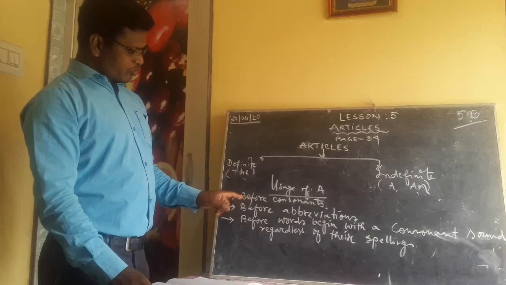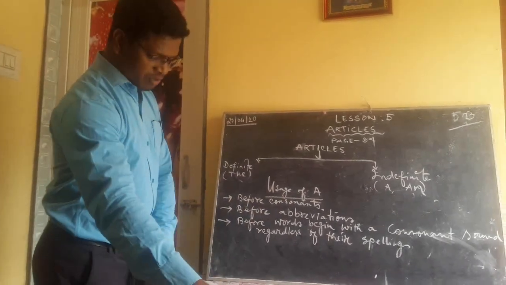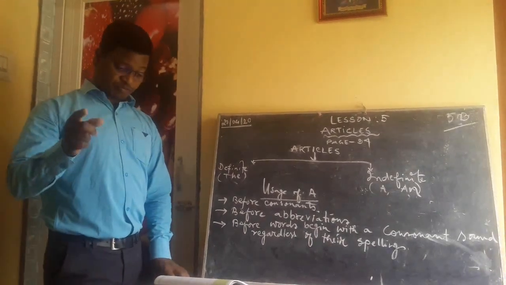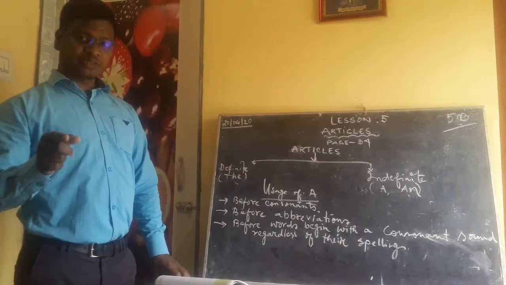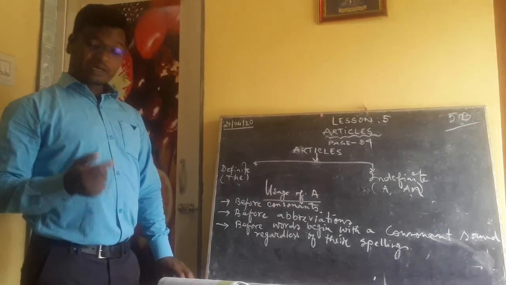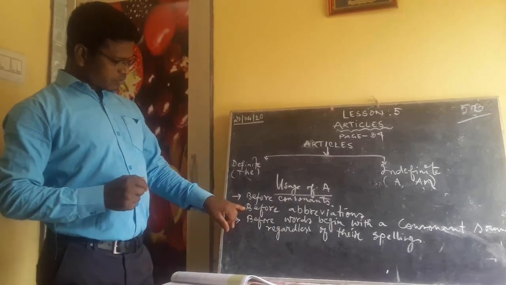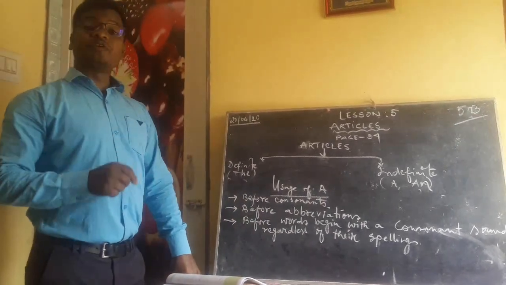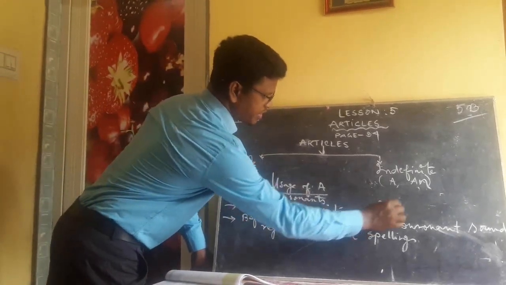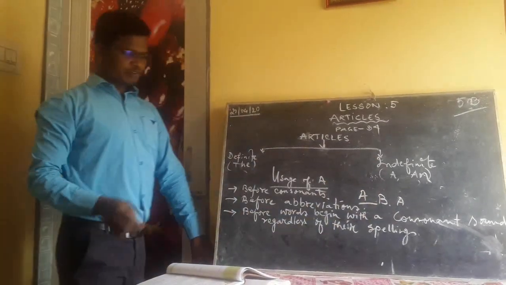Usage of a: we use it before consonants. In the book also you can see, at page number 35, it is said that a is used before words that begin with consonant sounds, like a dog, a knife, a university, a red umbrella. The next rule: before abbreviations, just like BA, Bachelor of Arts, we write a before it.